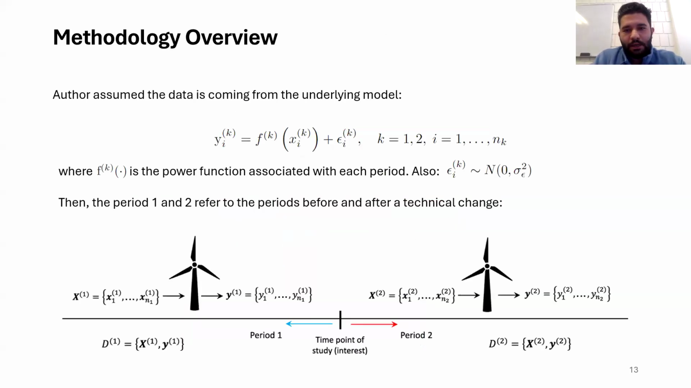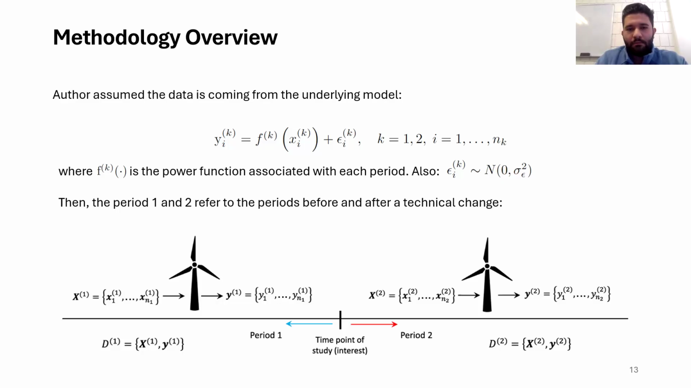Then the next slide is about the methodology overview. So assuming that there are 2 periods of data, one before the technical change and one after, you can call them D1 and D2. Also X1 and Y1 are for D1, and the input and output of period 2 are X2, Y2. The F model, the F power function, is also associated with each period. And as F is going to be modeled with a Gaussian process model, the noise is assumed to be Gaussian noise with 0 mean and sigma square.